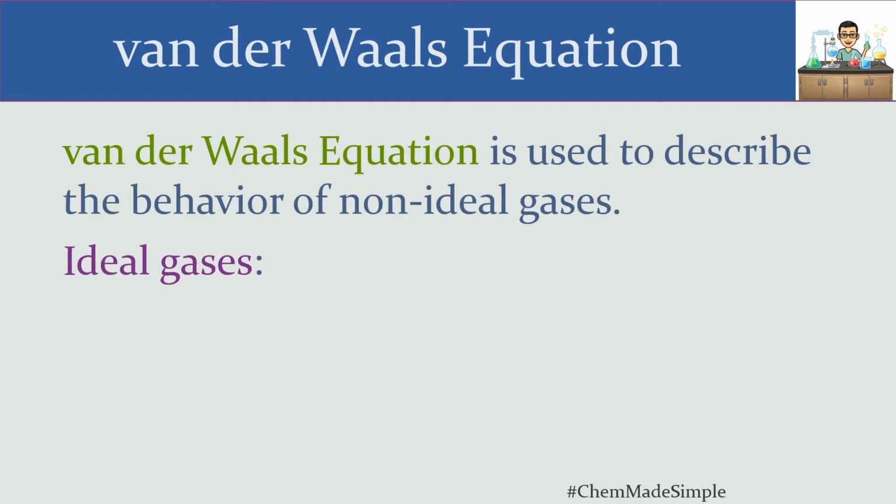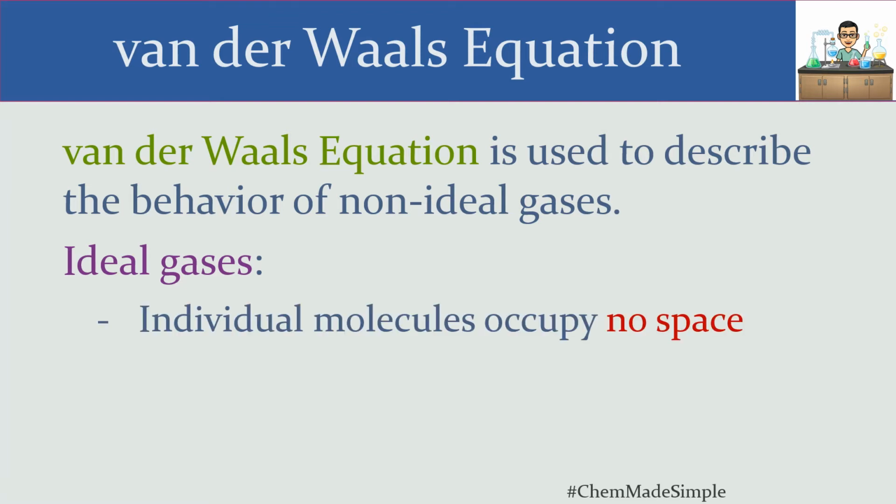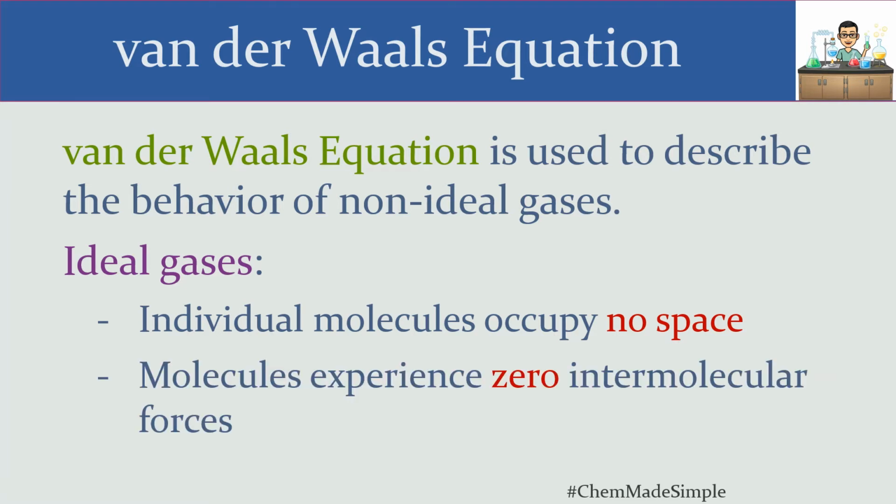So let's first take a look at what an ideal gas is. Ideal gases have individual molecules that occupy no space, which is ridiculous because the only things that occupy no space are things that don't exist. But the reason we make that assumption is because ideal gas molecules are so very tiny compared to the vast amount of space that they occupy that essentially the space they take up is rather insignificant. A lot of times the technical term we use for that is that ideal gas molecules have negligible volume.